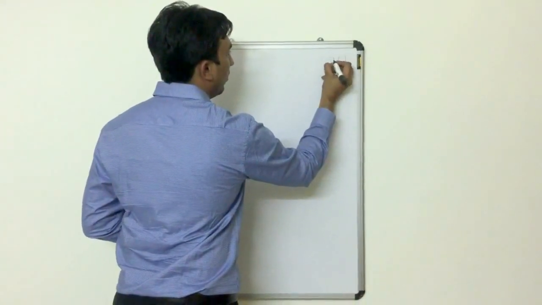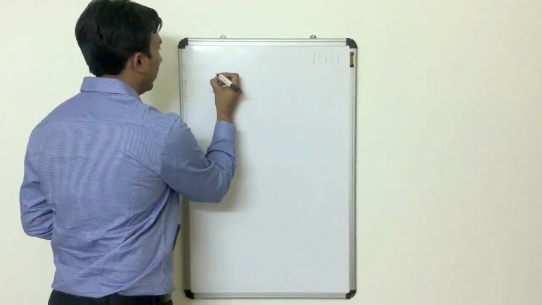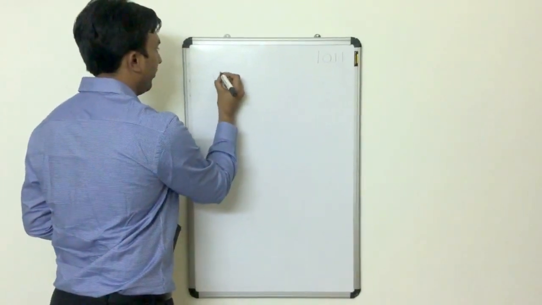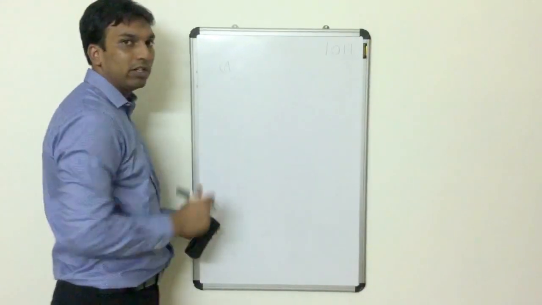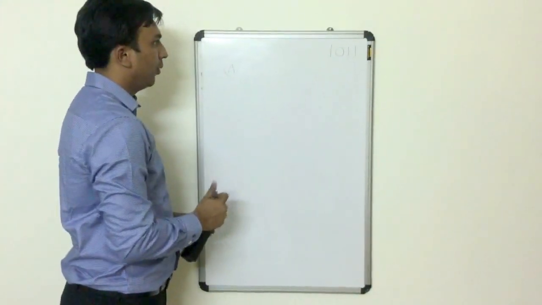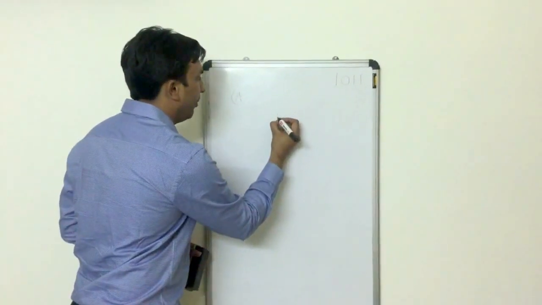1011 was our required pattern. So we will start with the initial state A. This is our initial state. So when input 1 is detected, we will move to a state B.